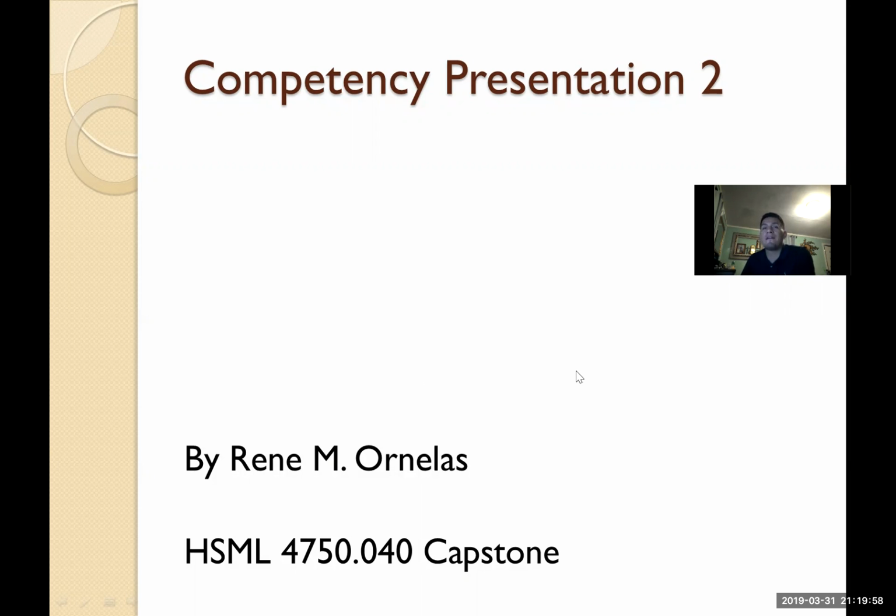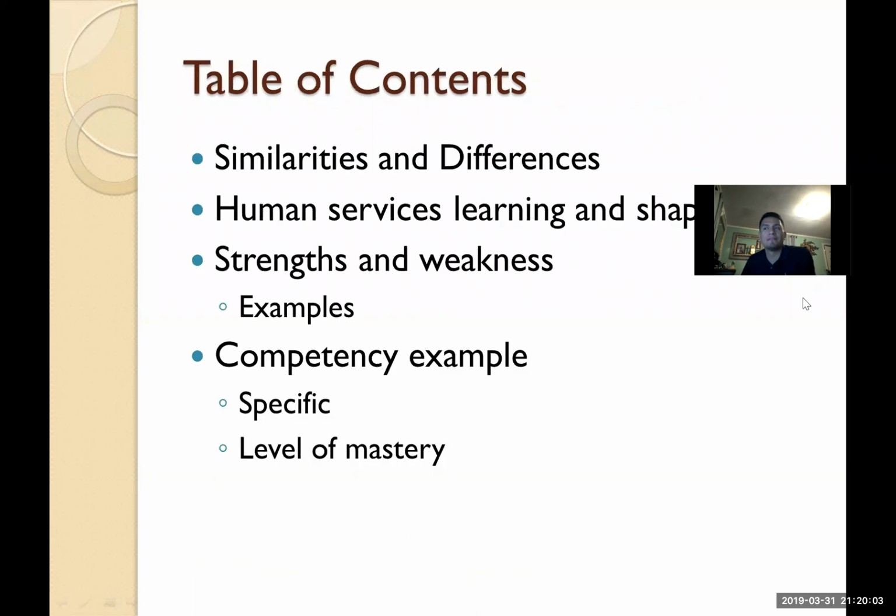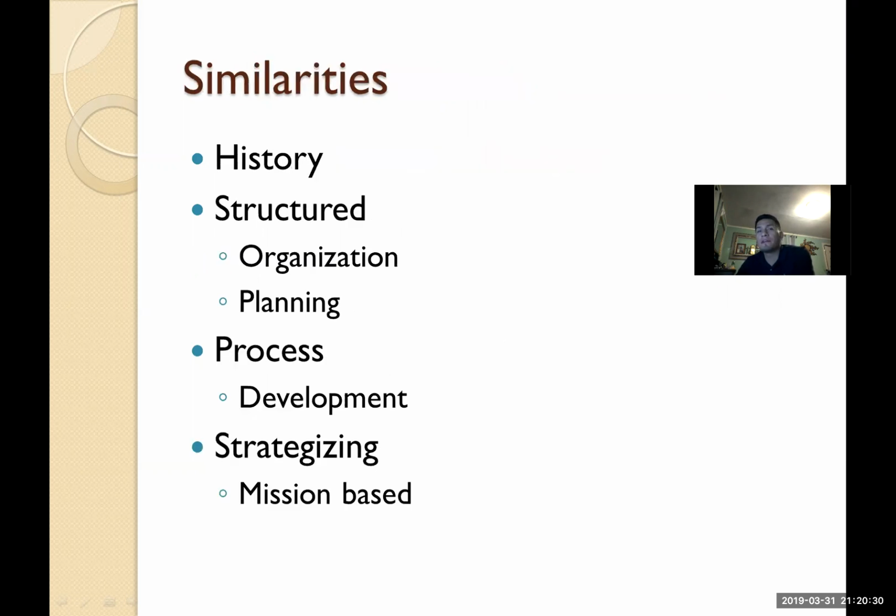Just like the other one, I made a table of contents, basically the exact same format. First, similarities and differences, then the human service learning and shaping that I learned from these specific assignments or competencies, strengths and weaknesses, and an example of something I think I did really well. And it's basically the four parts of the presentation rubric.